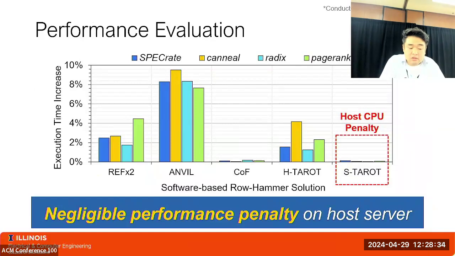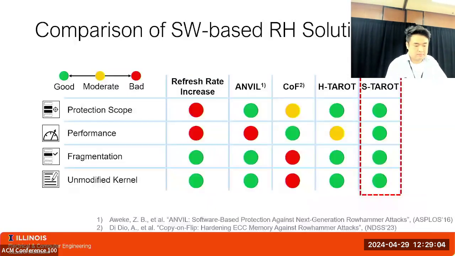When we compare the performance with prior works, TAROT shows the best performance on the host server, while prior work consumes the DRAM bandwidth for increased refresh operations, or spends CPU cycles for expensive address sampling, or migrates pages after Rowhammer attack detection. Tarot simply refreshes the target addresses. In summary, as the results show, it has a negligible performance penalty on the host server.